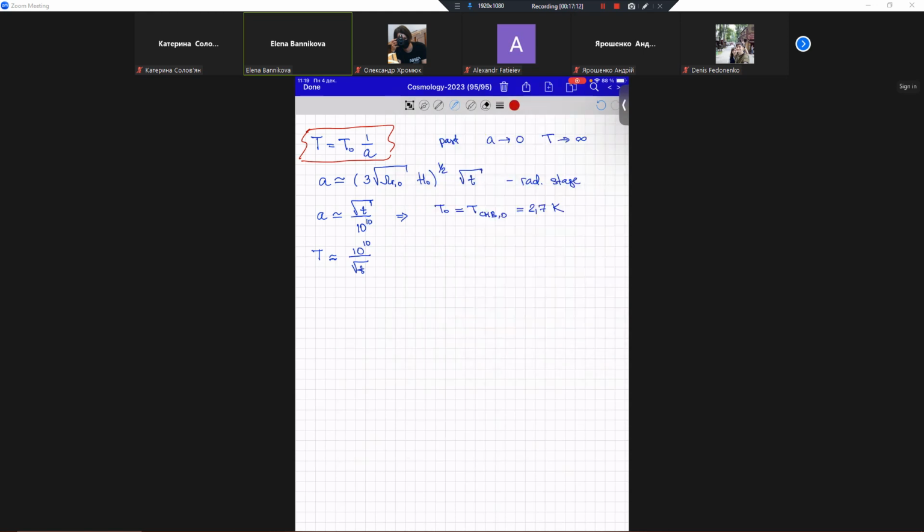So this is the relation between the temperature of the matter, which we speak about, relativistic matter, and cosmological time. From this, of course, we can write that t is approximately 10 to the 20 divided by T squared. Here the temperature is in Kelvin, and finally we obtain the time in seconds. So t is the cosmological time.